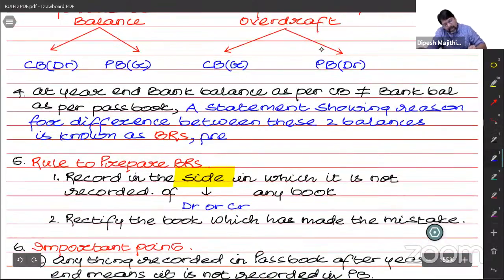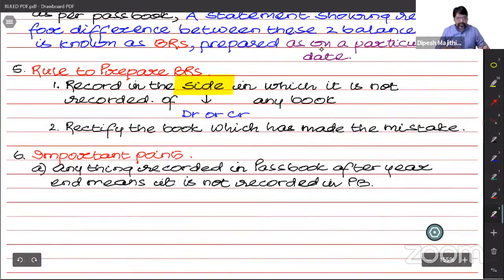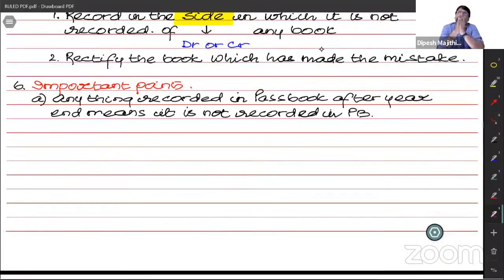BRS is prepared as on a particular date. Am I clear? So BRS is prepared as on a particular date. If anything is recorded in passbook after the year end, that means it is recorded next year. In current year, it is not recorded. So if I say checks deposited, recorded in passbook next year, that means it is not recorded in passbook. This is a very important sentence.